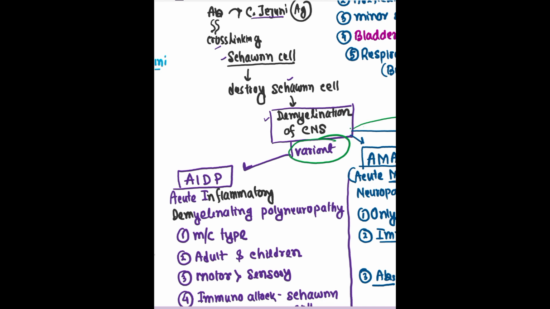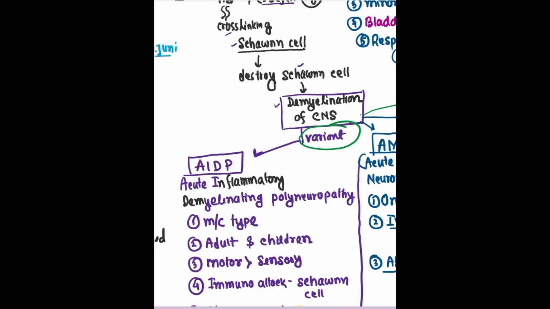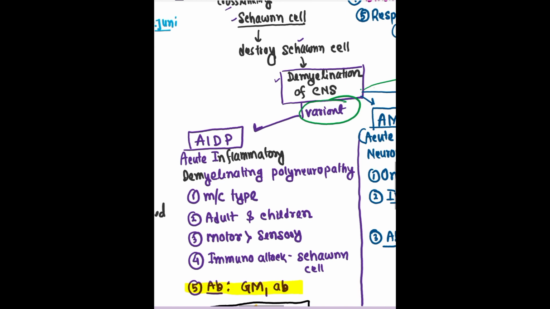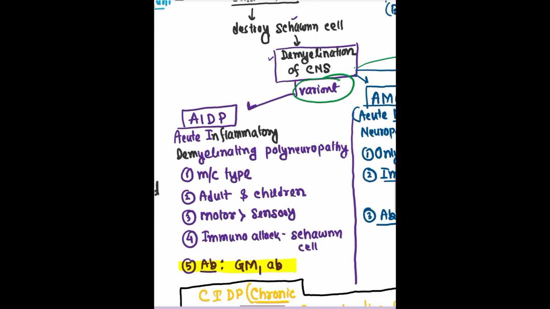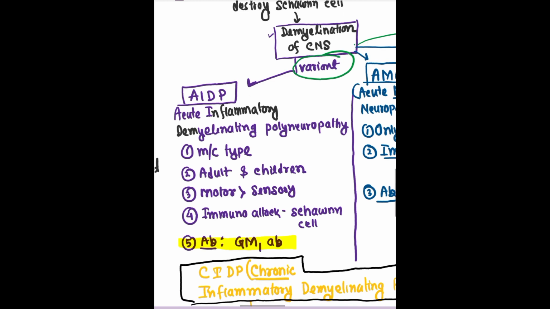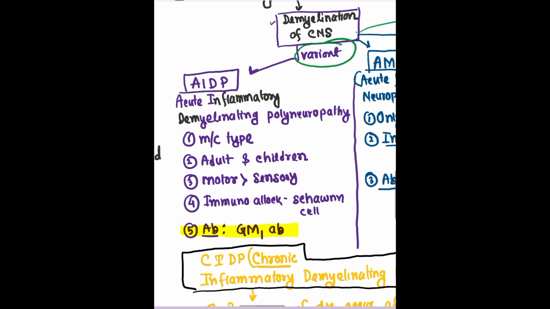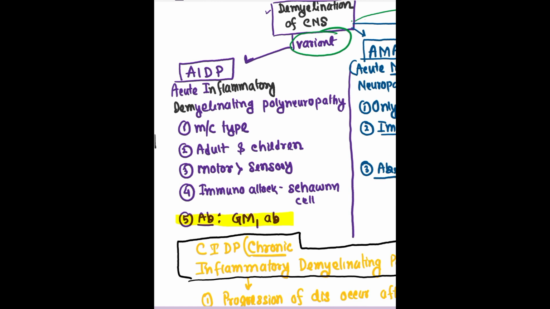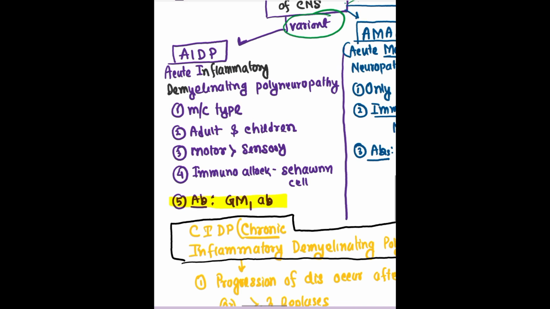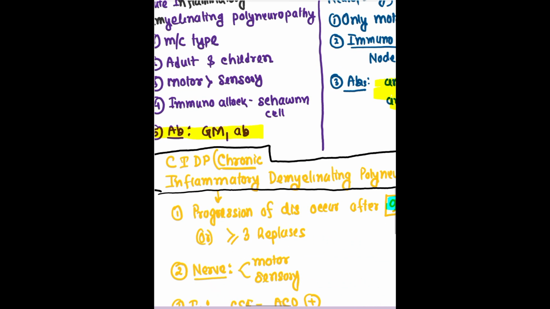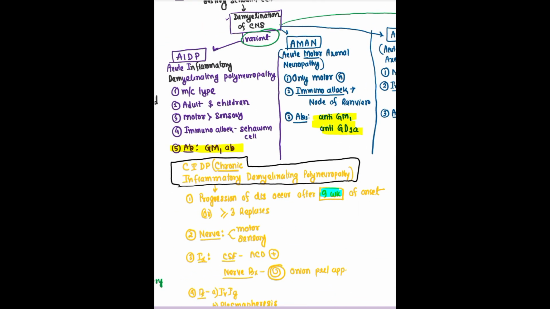One of the variants of Guillain-Barré syndrome is AIDP, acute inflammatory demyelinating polyneuropathy. As the name suggests, acute, because it is very rapid in progression. It is the most common type. It occurs in adults and children. Motor nerve is more commonly involved than the sensory component. Here the immune attack occurs on the Schwann cell. The antibody involved in AIDP is anti-GM1 antibody.